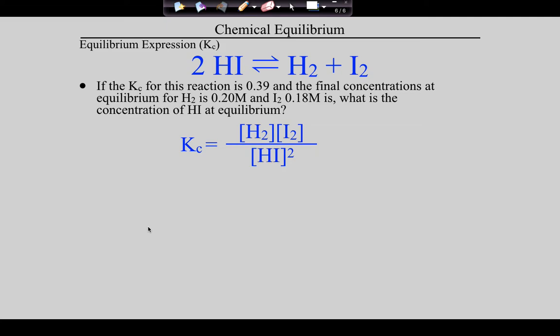So guys, let's plug it in. We know Kc, 0.39. Now guys, we know the concentration of H2. It's 0.20. We know the concentration of I2. It's 0.18. And then our concentration of HI becomes our X. But what mistake are you going to avoid when you write that down? Don't forget the squared.